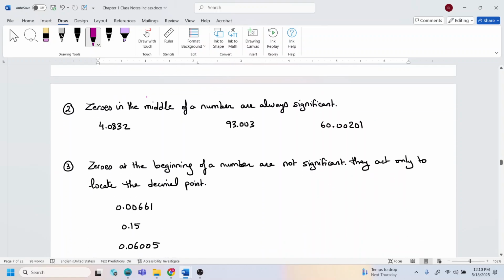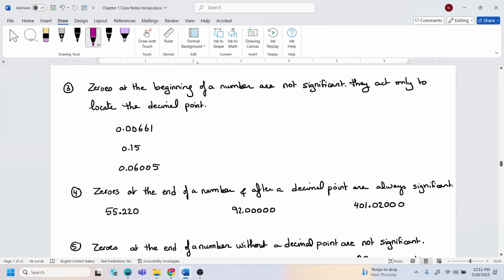Zero in the middle of the number is considered to be significant, so you have to count it. So the number of significant figures for this one is all of them, and that is going to be five significant figures. This here is going to be five significant figures as well. This here, you count all of the zeros. This is seven significant figures.